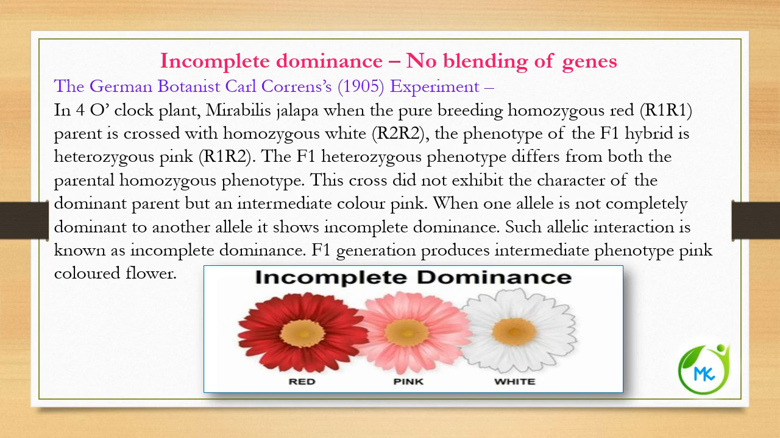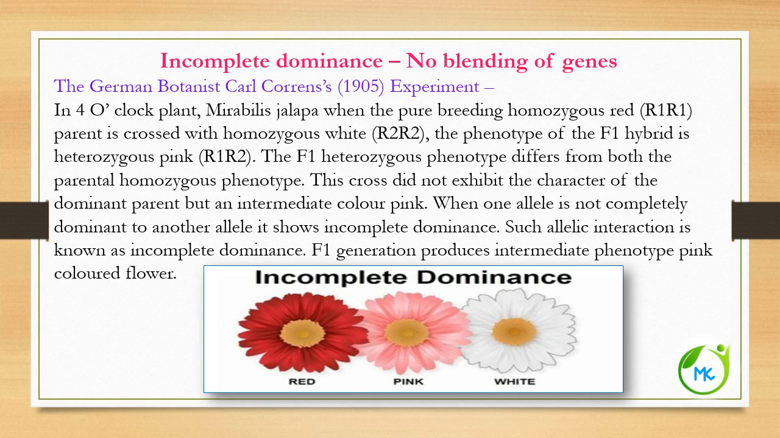Here you could see when red and white flowers are crossed, in the F1 generation the phenotype that Karl Correns got is a pink flower. So it is not similar to that of the parental homozygous phenotype, red or white, so it is different. This cross did not exhibit the character of the dominant parent, but it had an intermediate color called pink.